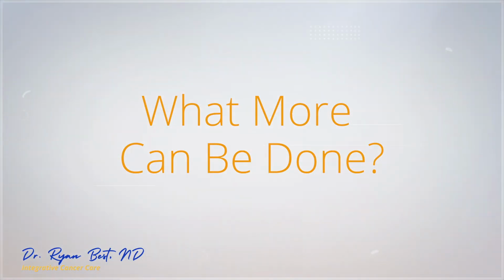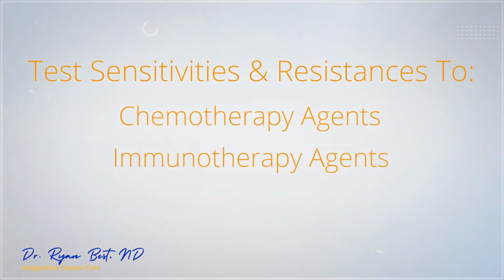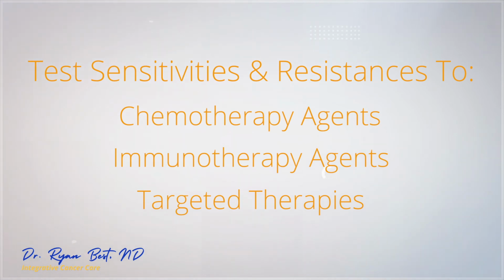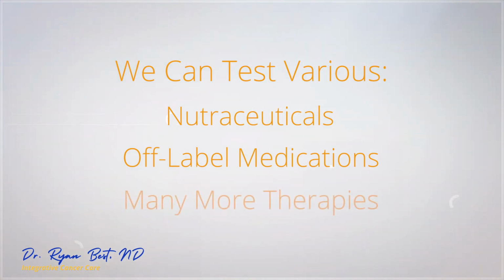Now, we can take it a step further. We can take those circulating tumor cells and run a genetic mutation analysis on them, and we can test sensitivities and resistances to over 150 different chemotherapy agents, immunotherapy agents, and targeted therapies that you might be offered through conventional care. We can test various nutraceuticals, off-label medications, and more different therapies. And again, take some of that guesswork out, and instead of saying we think this might help some people with your cancer, we can say your tumors, not just anybody's tumors, your tumors are sensitive to this, which means they are much more likely to respond and be damaged by it.